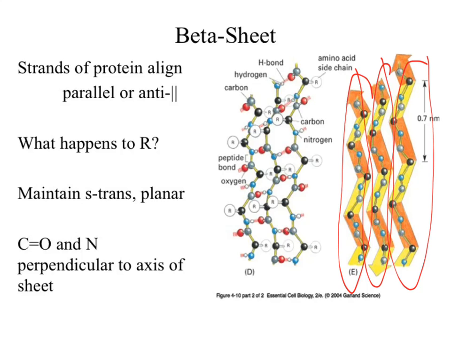Is that only for the anti-parallel, or can that be also parallel? It's both. They will end up maintaining this conformation, this S trans and planar. The planar hopefully makes sense. Our amino acids are all planar, right through that backbone. What's the S trans referring to?